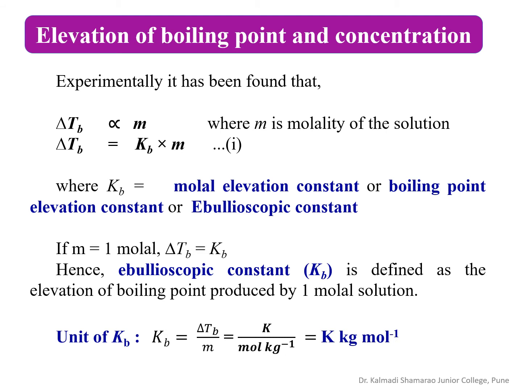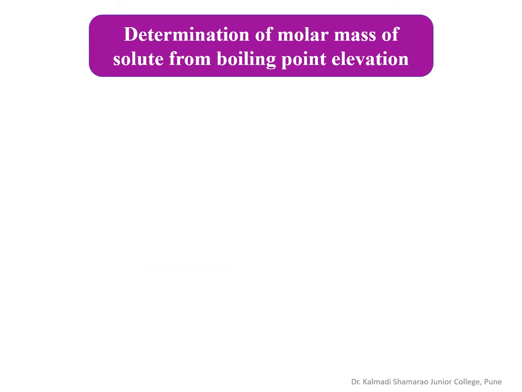Units of Kb will be equal to unit of delta Tb upon unit of m. Unit of delta Tb is Kelvin and molality has the unit mole per kg. Therefore, unit of Kb is equal to Kelvin kg per mole. The experimental determination of boiling point of a solvent and solution, and thus boiling point elevation, can be used to determine molar mass of a solute.